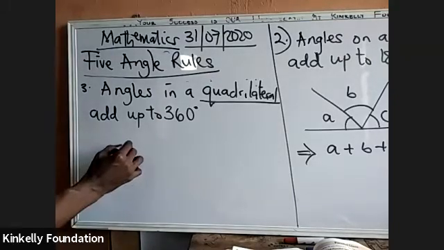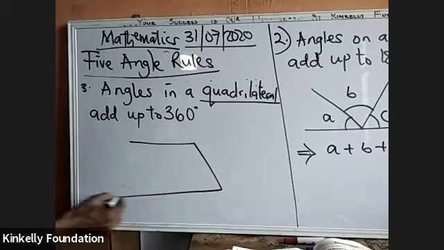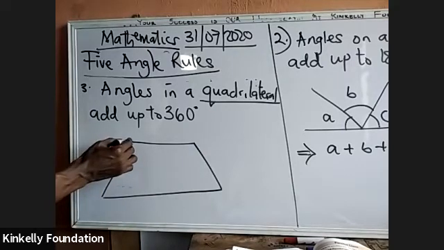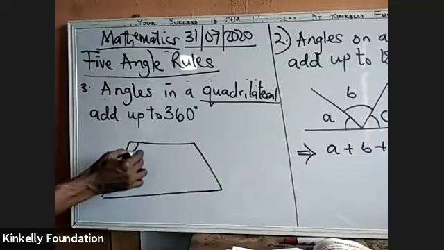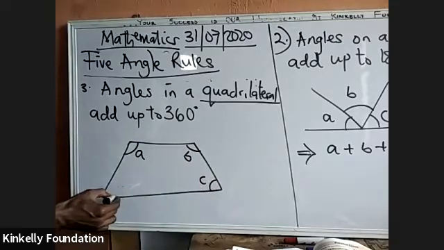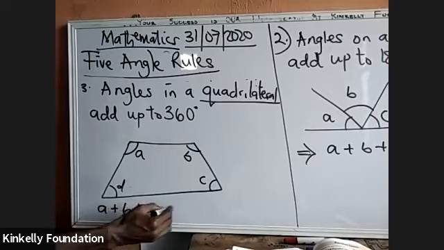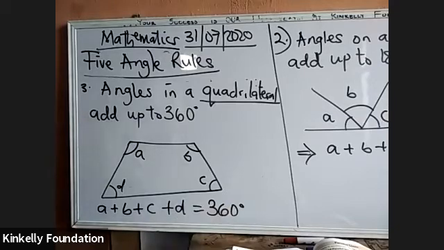Now, let's say that you draw any kind of quadrilateral here. This is either a trapezium, anything you can call it. The fact is it has 4 sides. Now, this is our A, this is B, this is C, and this is D. What this means is that A plus B plus C plus D is equal to 360 degrees.